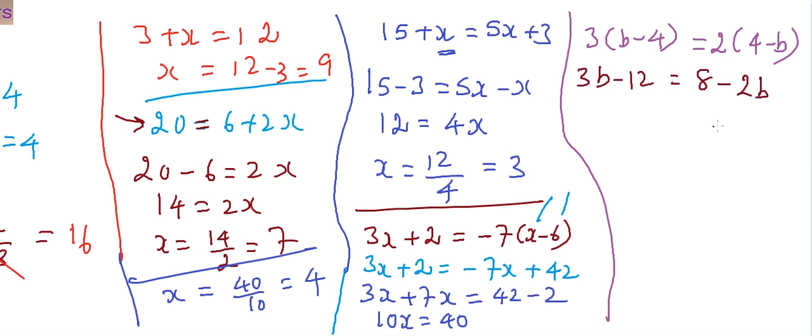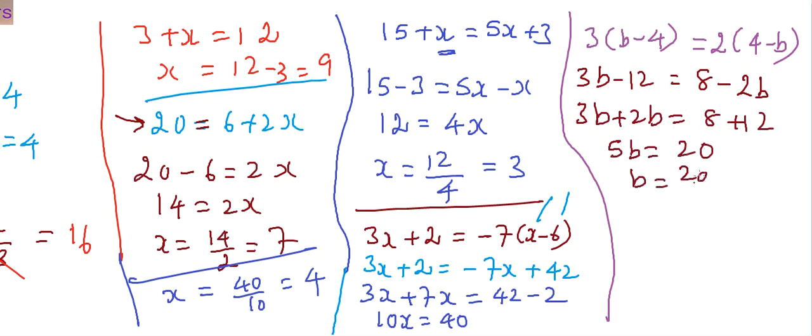So again, the smaller b term is to be moved to the other side. So 3b plus 2b equal to 8. Again, minus 12 will go to the other side, so it will become plus 12. So 5b is equal to 20, which means b equals 20 by 5, which is equal to 4.